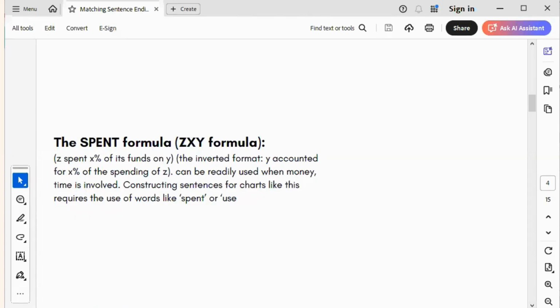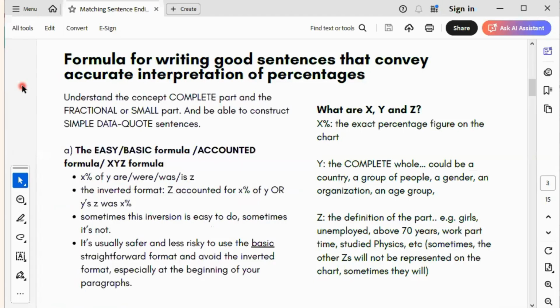This one I call the spent formula. I'm going to talk about it. It's not a common thing because data that involves money doesn't always show up. Sometimes it shows up, so I'm going to treat it. But let's go back to this first one, the easy formula. So what is this thing that we call the easy formula? Look at this first sentence I wrote here.